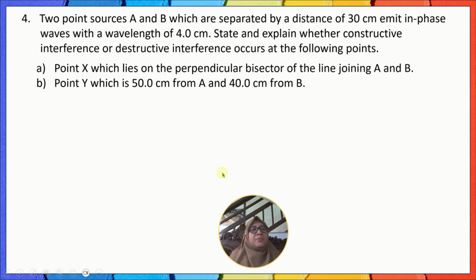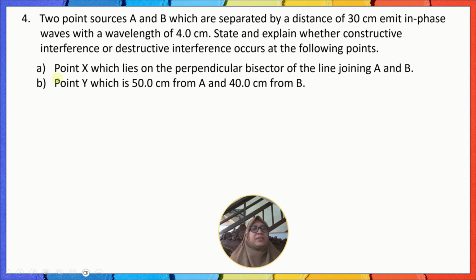Okay, so now we go to question 4. The two point sources A and B, which are separated by a distance of 30 centimeter, emit in-phase waves with a wavelength of 4 centimeter. State and explain whether constructive interference or destructive interference occurs at the following points. Point X, which lies on the perpendicular bisector of the line joining A and B, and for B, point Y, which is 50 centimeter from A and 40 centimeter from B.